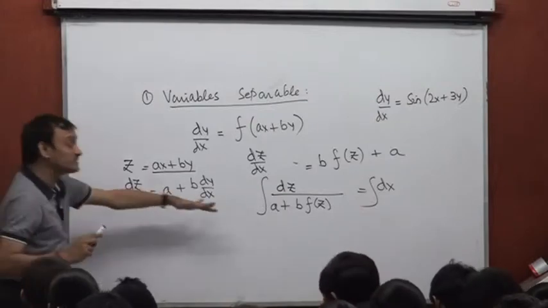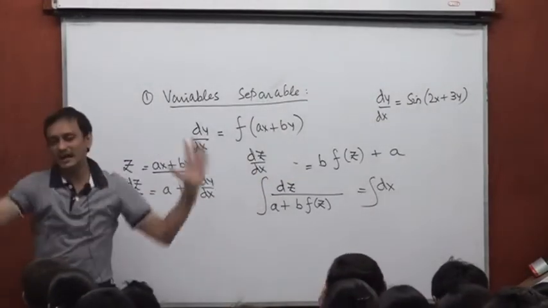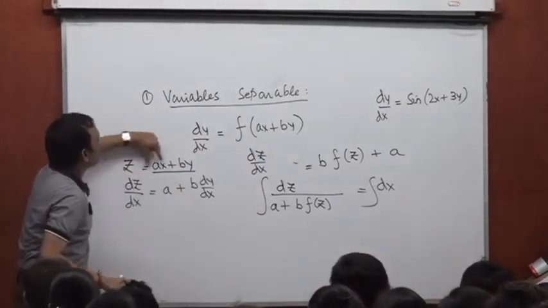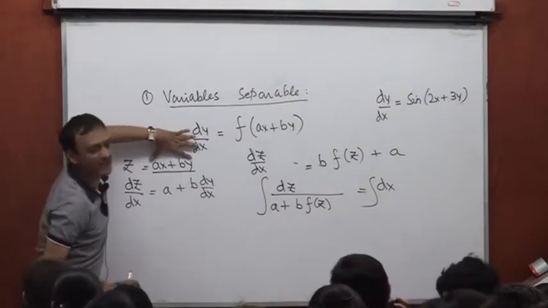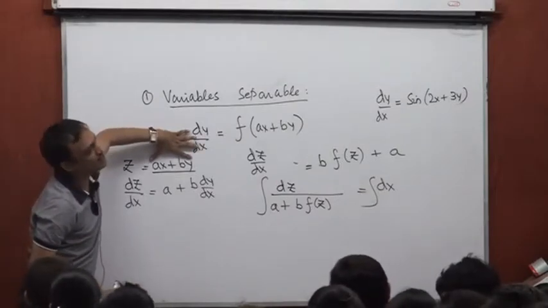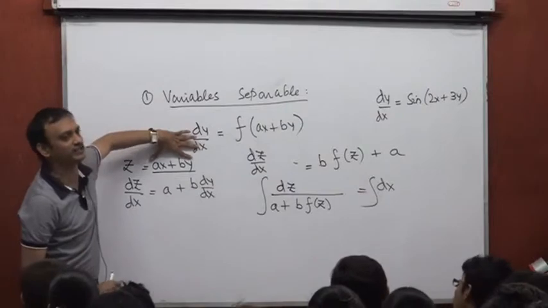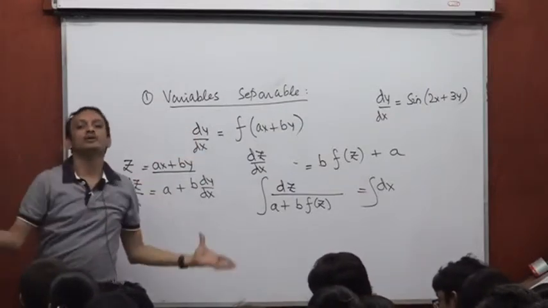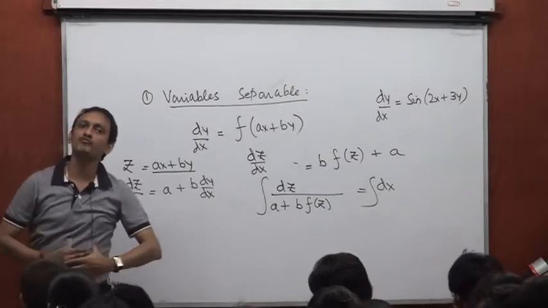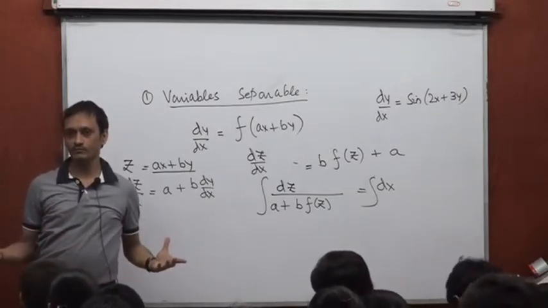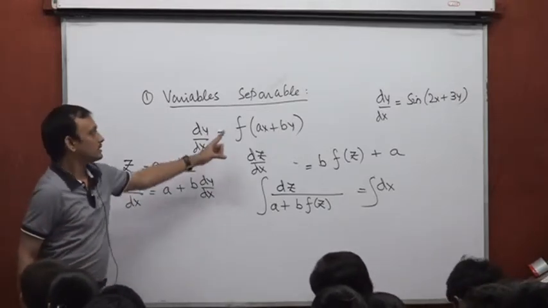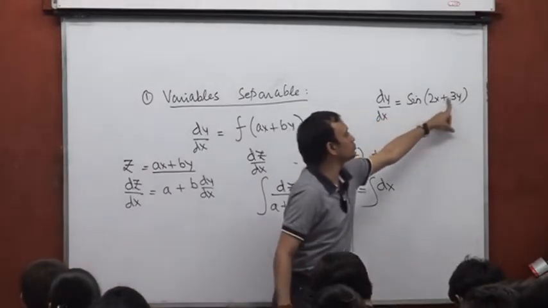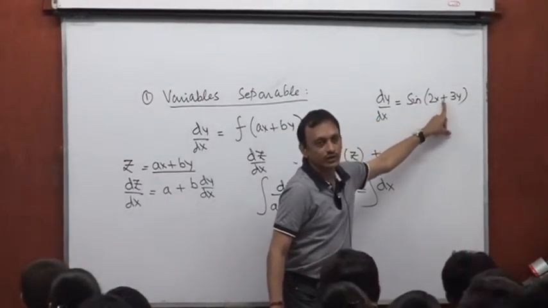And then once I solve for z in terms of x, in the final expression I can bring back ax plus by. I can replace all the z's, wherever they appear, by ax plus by, and I would have the general solution in terms of x and y alone, right?